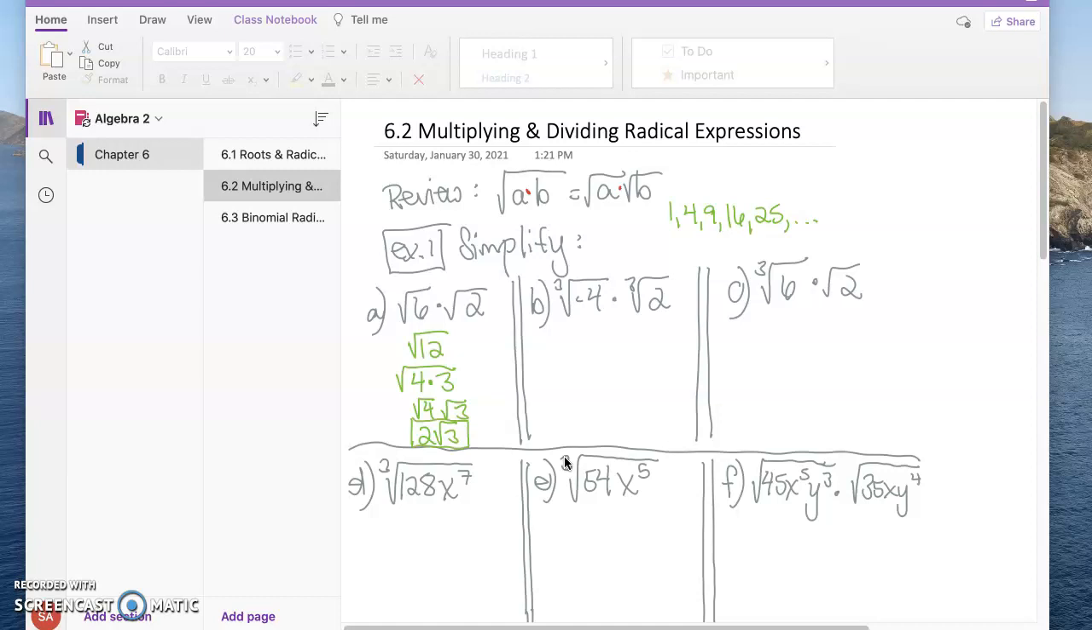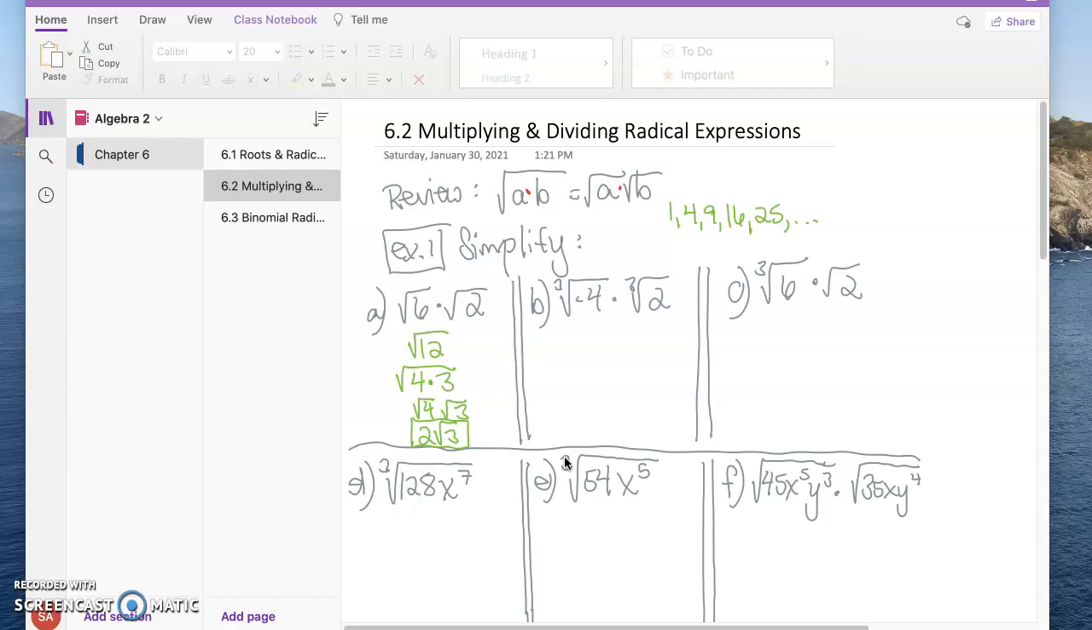Now, if you look back up at the top, there was nothing I could do to the 6 or the 2, so I had to smush it back together so that I could pull it back apart in a different way so that there was a perfect square. Okay? The same thing is true for cube roots.